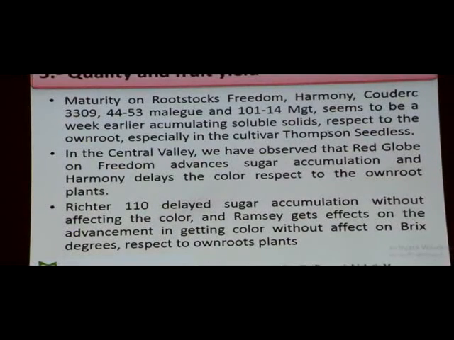That means earlier harvest as well. Yes, if you have color, because in the Central Valley we have observed that Red Globe and Freedom advance the sugar accumulation and Harmony delays the color with respect to the own root, but not always soluble solids. You'll have the color.